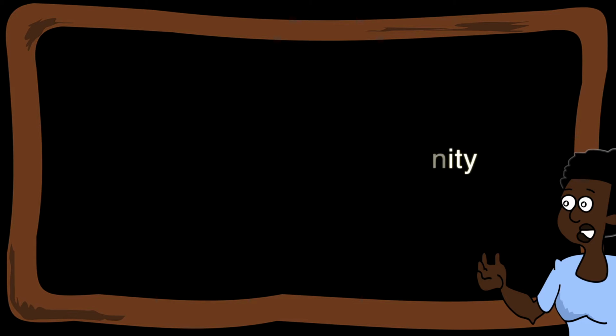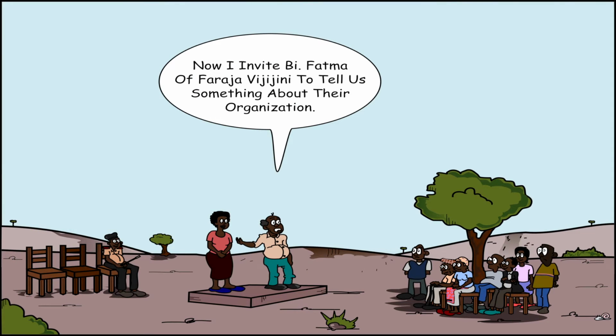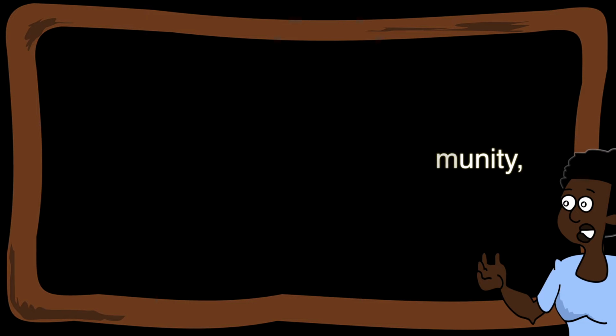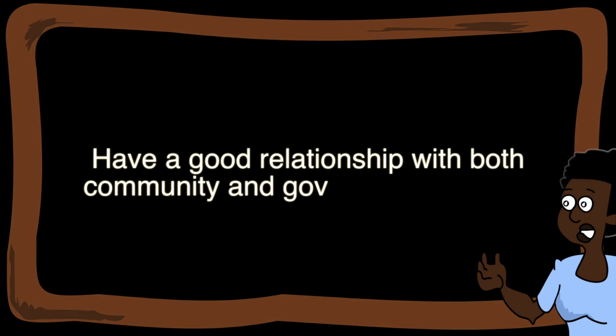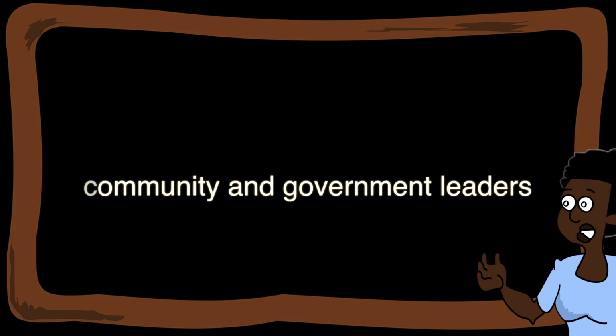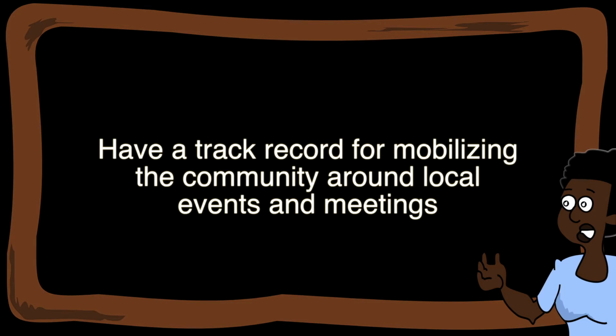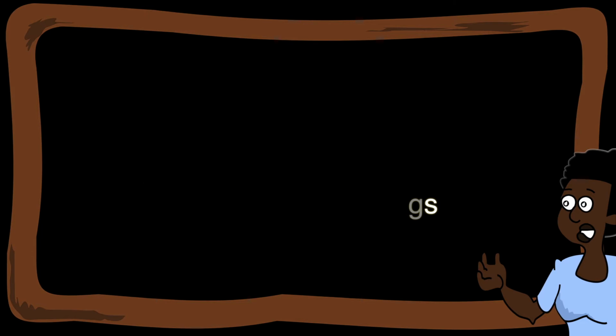Working in the community. Holding a successful policy dialogue forum requires a lot of fieldwork to get input and support from the community and local authorities. One must be well established in the community, have a good relationship with both community and government leaders, have a track record for mobilizing the community around local events and meetings.